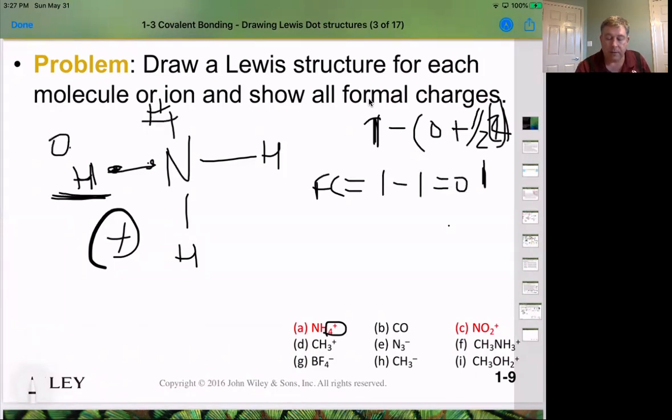Now, if we did that for all of the other hydrogens, we would see that those are all 0. Okay, that means the positive charge must be on the nitrogen. But let's prove that to ourselves here.